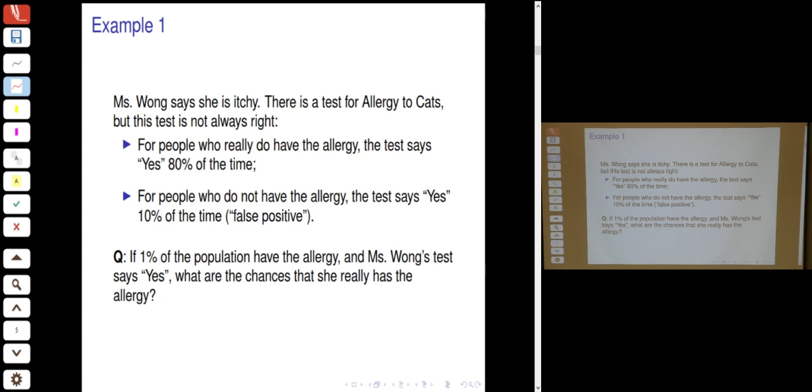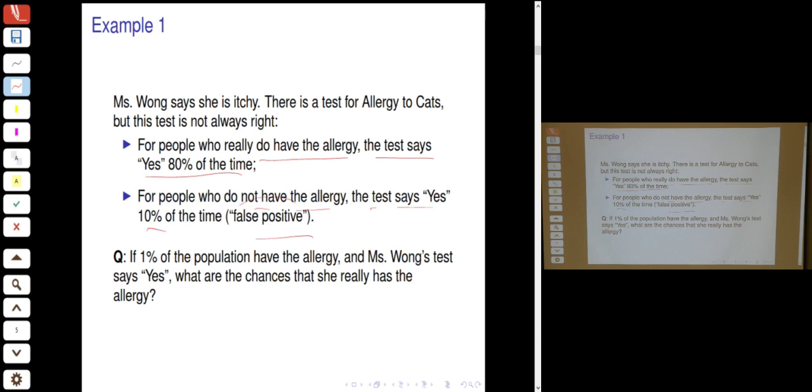So for example, in the case of allergy to cats, for people who really do have the allergy, the test says yes 80% of the time. So if you have the allergy, the test will detect the allergy 80% of the time. For people who do not have the allergy, the test says yes 10% of the time.